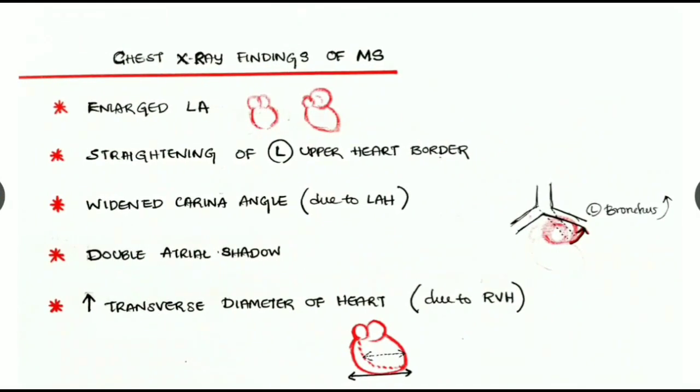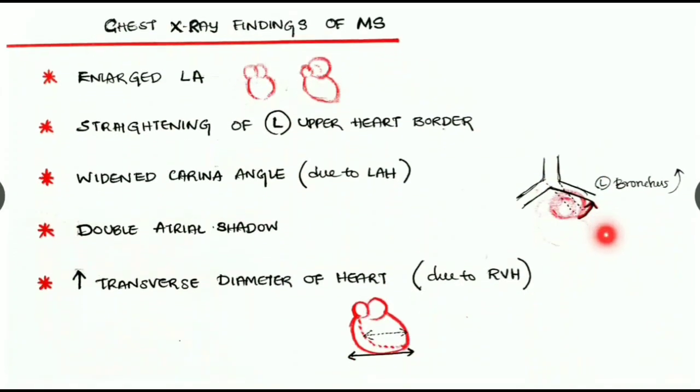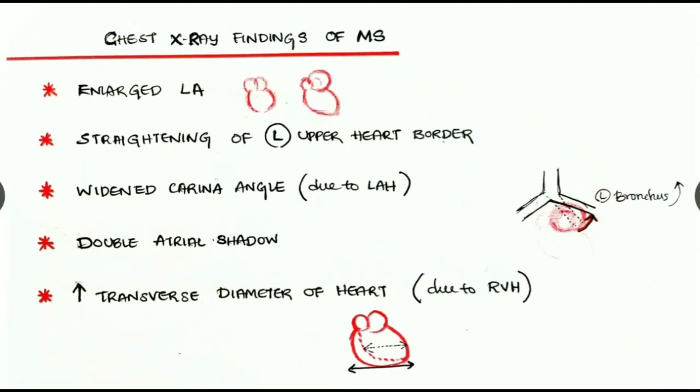Some of the X-ray findings of the MS. There is an enlarged left atrium, and that can be seen in the chest X-ray. There is straightening of the left upper heart border. There is a widened carina angle due to left atrial hypertrophy. This is the carina angle, that is the angle between the left as well as the right bronchus. Due to the left atrial hypertrophy, the left bronchus is pushed up, so that causes the widened carina angle.